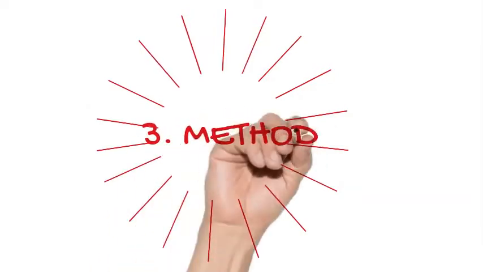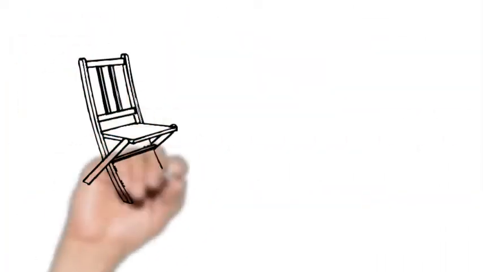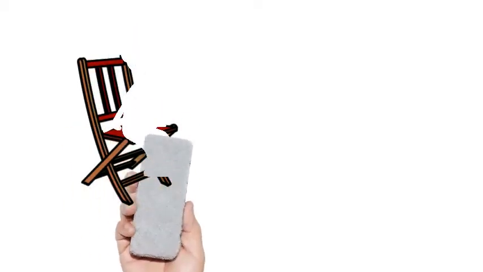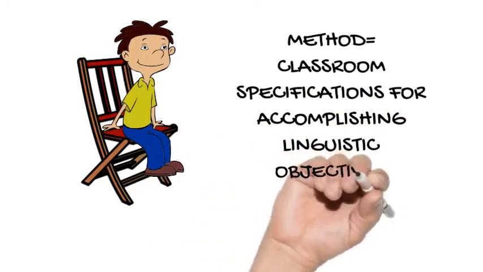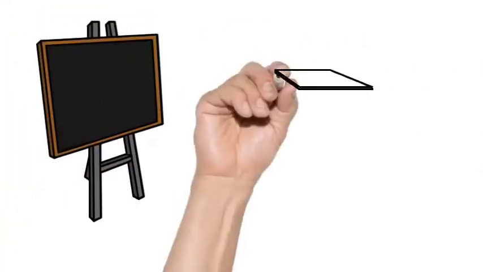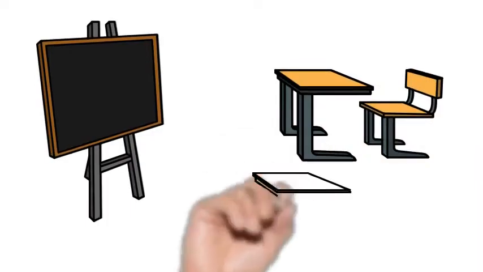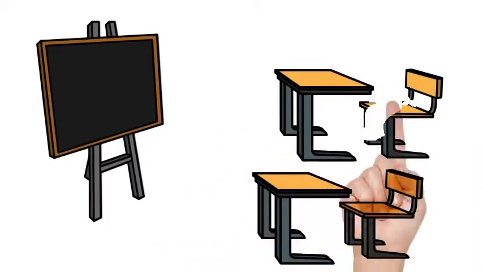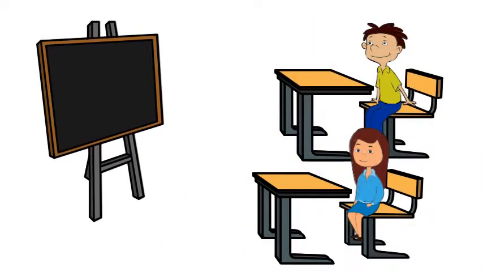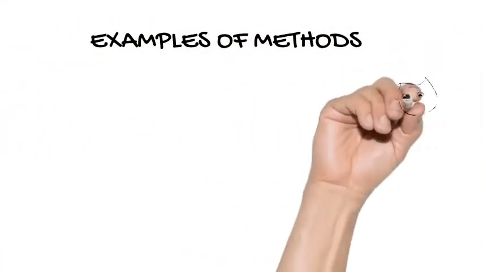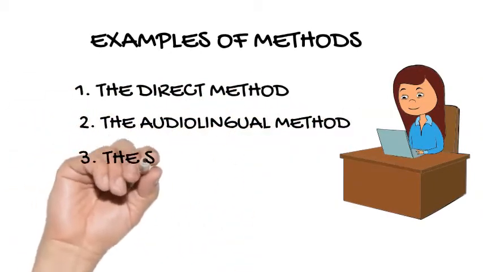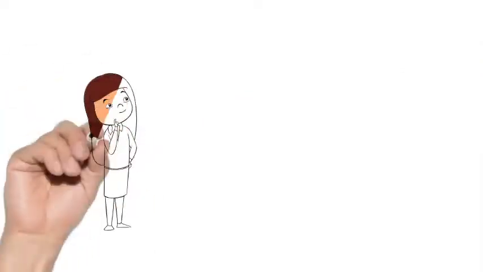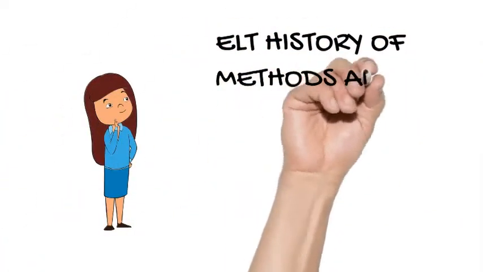Next concept, method. Method is a series of classroom specifications for accomplishing linguistic objectives. The method is the practical realization of an approach. Methods include various procedures and techniques. And methods use classroom activities or techniques to help students learn. Some examples of methods are the direct method, the audiolingual method, the silent way, or Suggestopedia. If you want to know more about the history of such methods, check the link to my video in the description.